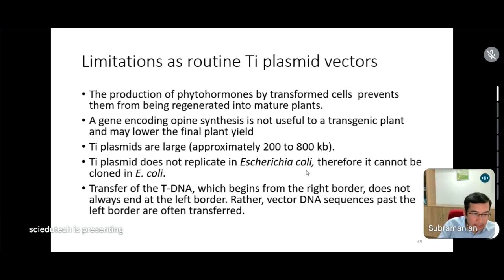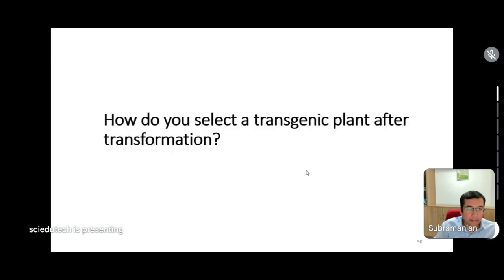So we have actually removed all these disadvantages or limitations by engineering a new plasmid which has new features, right? And the other limitation is that transfer of tDNA, which begins from the right border, does not always end at the left border. Rather, the vector DNA sequences past the left border are also transferred. Next slide, please. So how do you select a transgenic plant after transformation? Next slide.